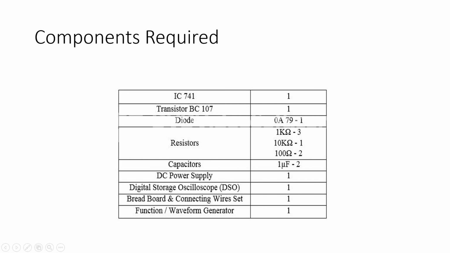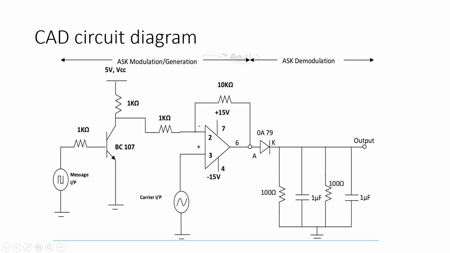So these are the components required. IC741 as for the modulation, and for the demodulation we need one more, that is diode OA79 and capacitors of 1 microfarad, and the same digital oscilloscope and waveform generator, with some breadboard and connecting wires.